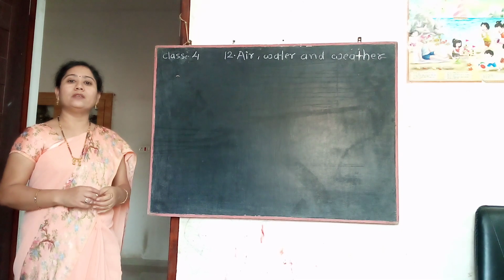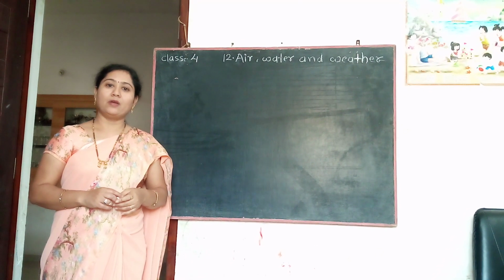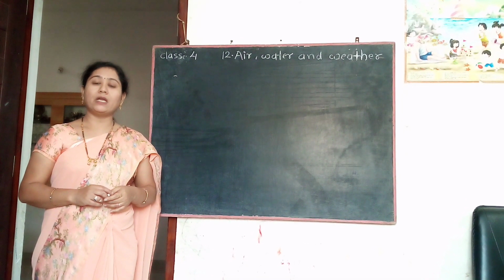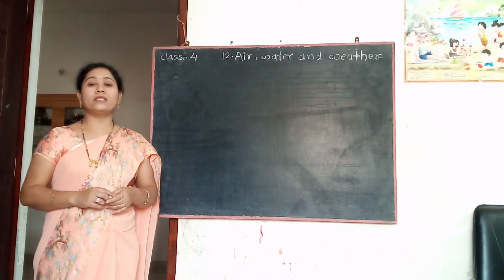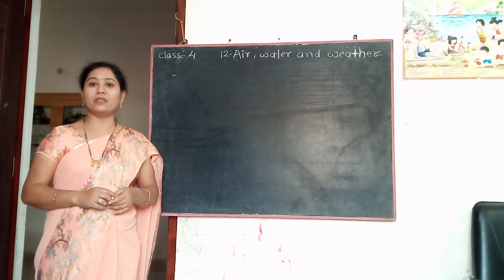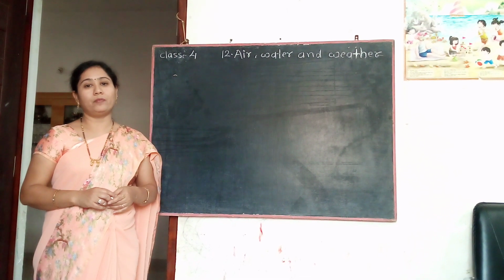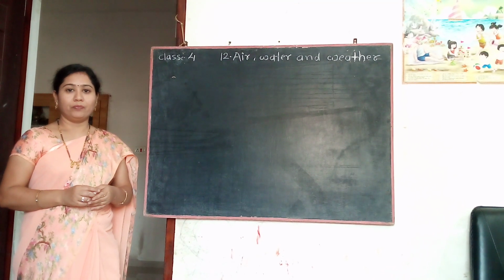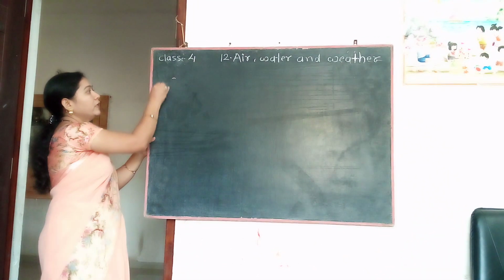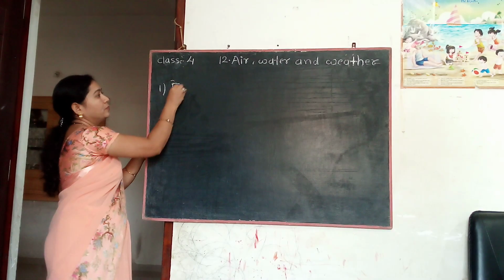We all know that water is very essential for all living beings. Without water, no one can survive. More than 70% of Earth's surface is covered with water. How do we get this water? First of all, we see evaporation.